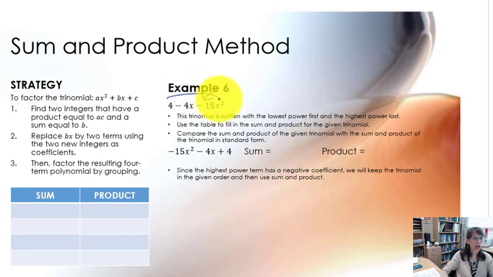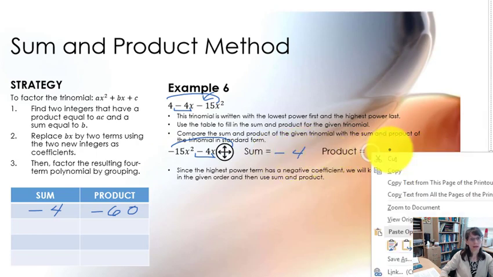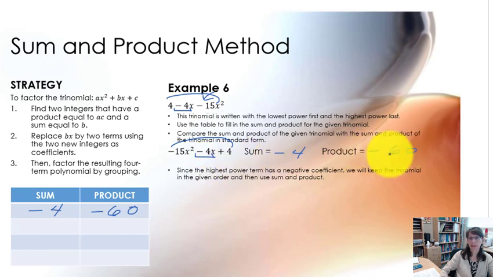If you multiply 4 times negative 15, that product is negative 60. So I'll put that in our table. If you have the trinomial written in the standard form, negative 15 times 4 is still negative 60. So our product is correct. Our middle value of negative 4 for the coefficient tells us the sum. Notice it is still negative 4 when it's written from highest to lowest power. So we know the sum is negative 4 and the product is negative 60, no matter which order we have, lowest to highest power or highest to lowest power. Everything still works.